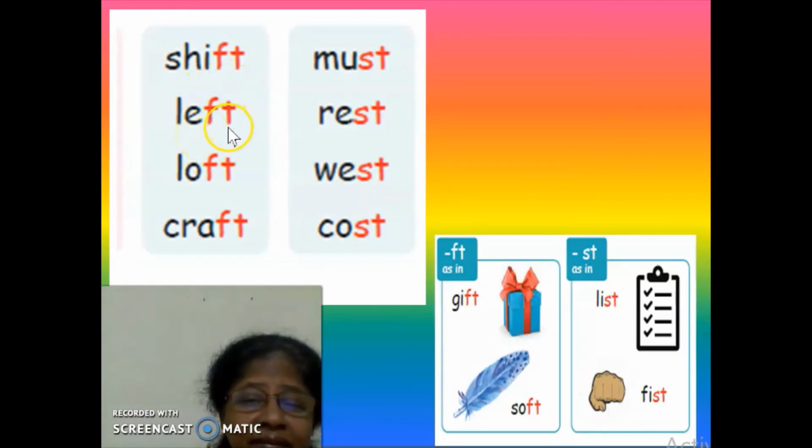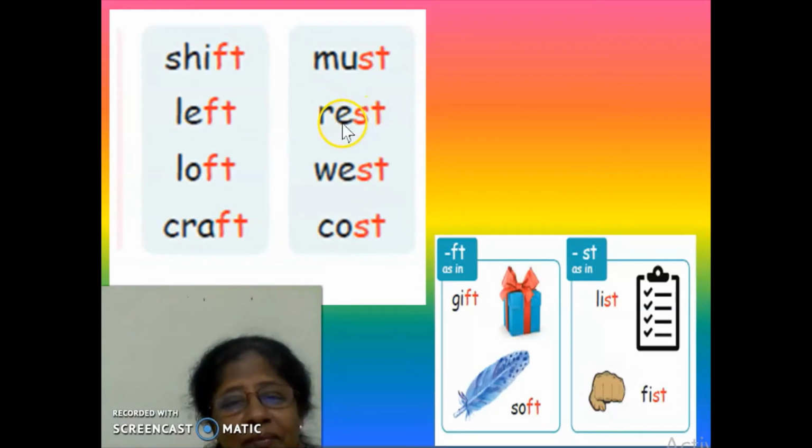Left, loft, craft, must, rest, west, cost. Did you see all the words? Yes? Okay, let's move on with your next set of words here.